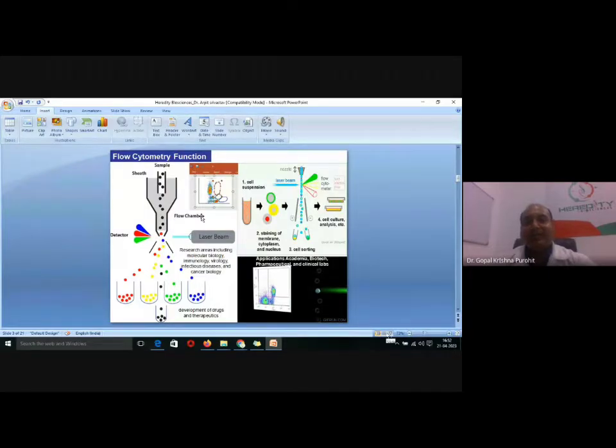The cells are labeled with a fluorescence marker, so the light is absorbed and then emitted in a band of wavelengths. 10,000 or more cells can be quickly examined and the data gathered and processed by the computer. So flow cytometry has various applications in basic research, clinical practice and clinical trials.